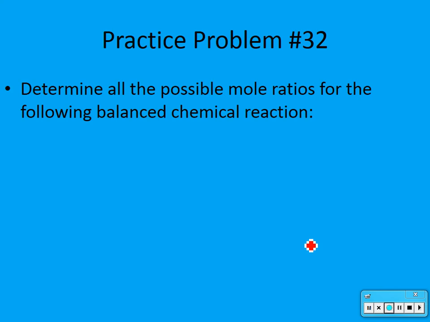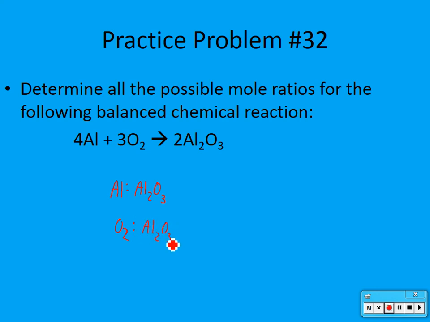Okay, practice problem number 32. It says, determine all the possible mole ratios for the following balanced chemical reaction. Okay, and so to determine all the possible mole ratios, well, we could have aluminum to aluminum oxide. We could have oxygen to aluminum oxide.